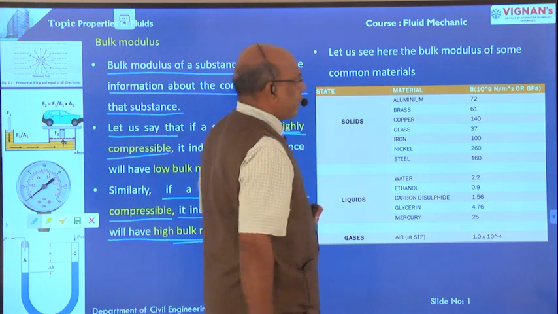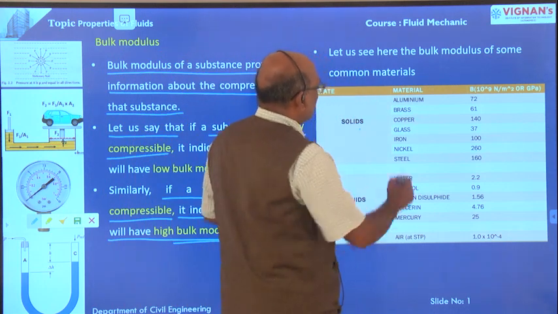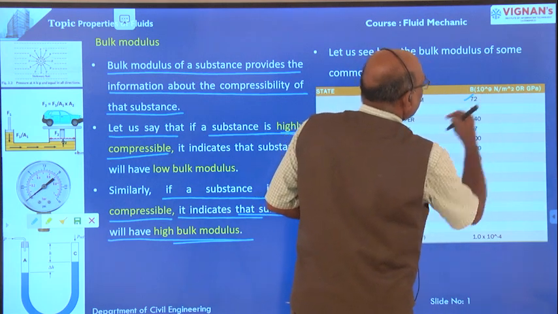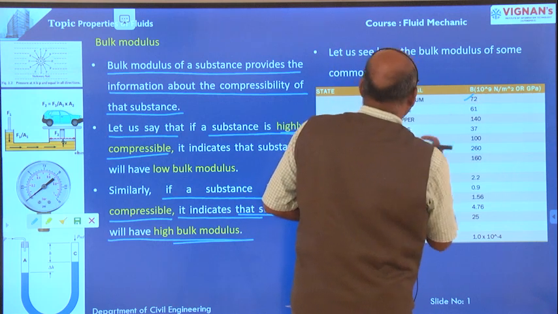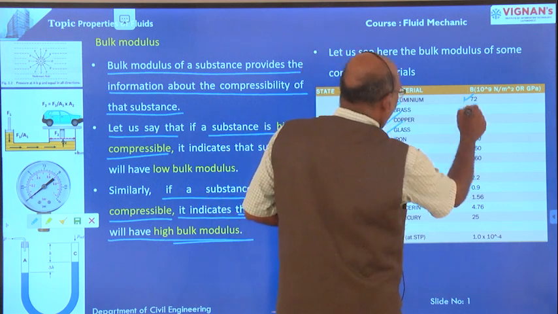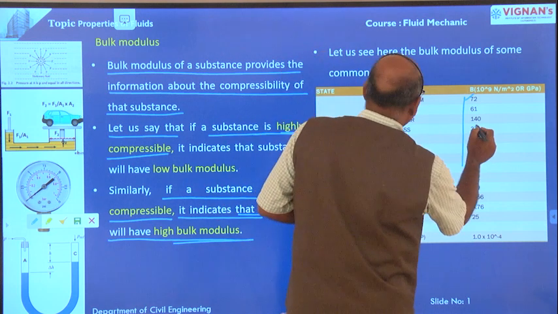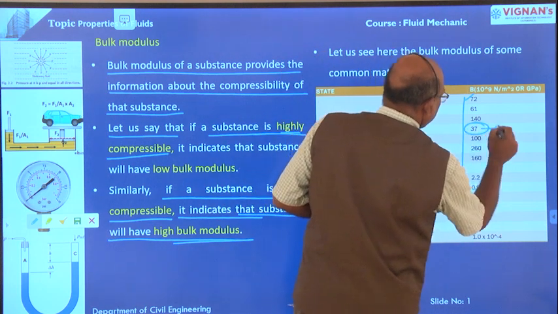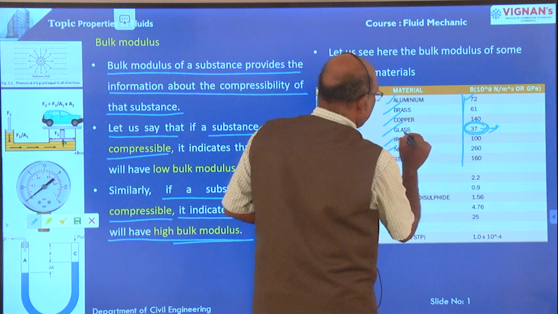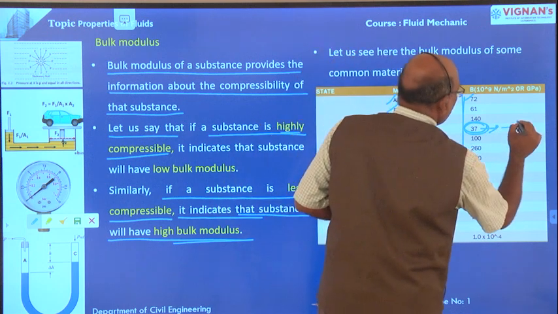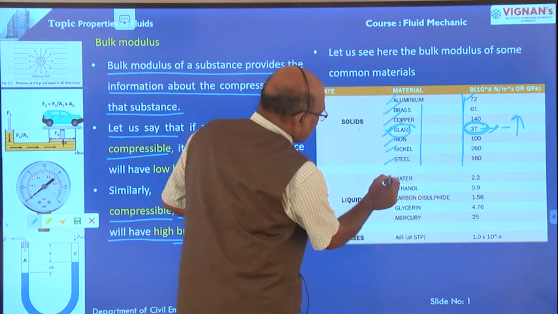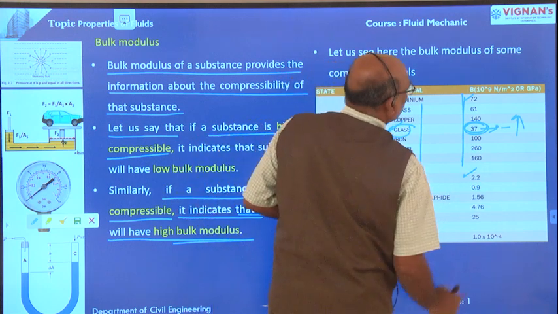Here the bulk moduli of different materials are given. Aluminum is 72 gigapascals, that is 10 power 9 pascals. And brass, copper, glass, iron, nickel and steel. Among all these, the lowest bulk modulus is for glass. So it indicates that compared with all the other materials, glass has the lowest bulk modulus. Therefore, compressibility is more in case of glass as compared with the other materials. Here, these are the liquids having 2.2 gigapascals.